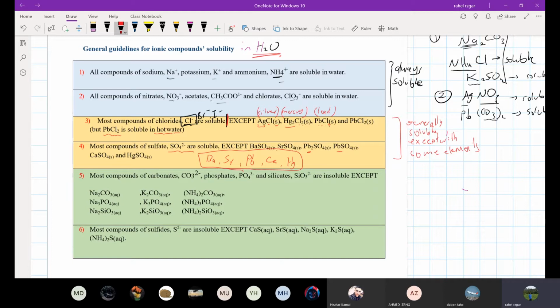For example, Cl are soluble except with silver, mercury, and lead. Same thing. Sulfates are soluble except with what? Except with barium, strontium, lead, calcium, and mercury.